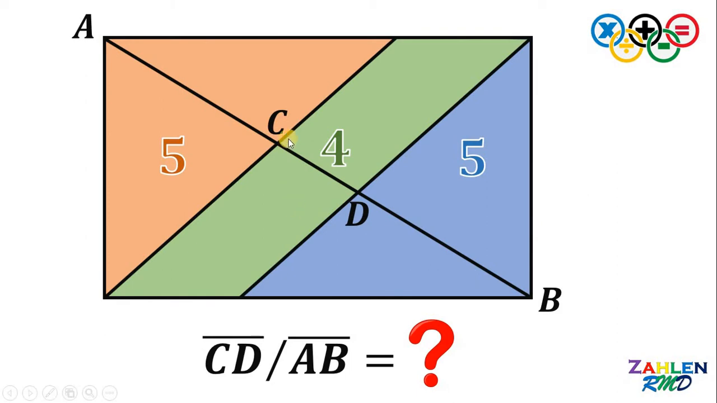A rectangle is divided into 3 regions, having an area of 5 square units, 4 square units, and 5 square units. These 2 segments are parallel to each other and intersect the diagonal AB at points C and D. And the question is, what is the ratio of segment CD and segment AB?